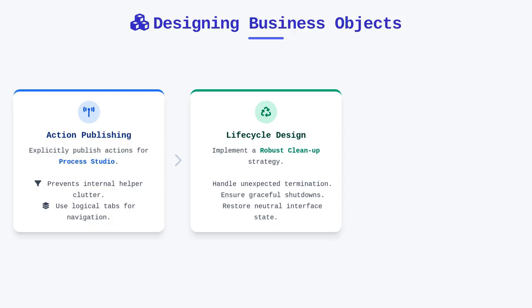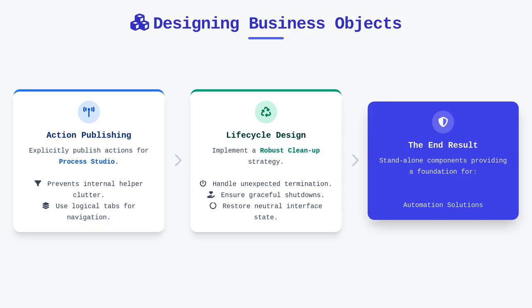Furthermore, your design must account for the full life cycle of the target application. This means implementing a robust cleanup action that handles unexpected application termination, triggers a graceful shutdown, and restores the interface to a neutral state. By treating your business objects as reliable, standalone components, you provide the necessary foundation for the highly resilient, scalable automation solutions that this certification requires.